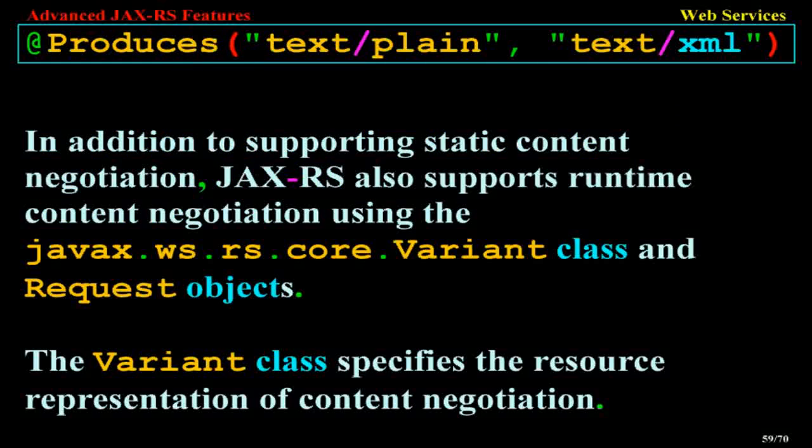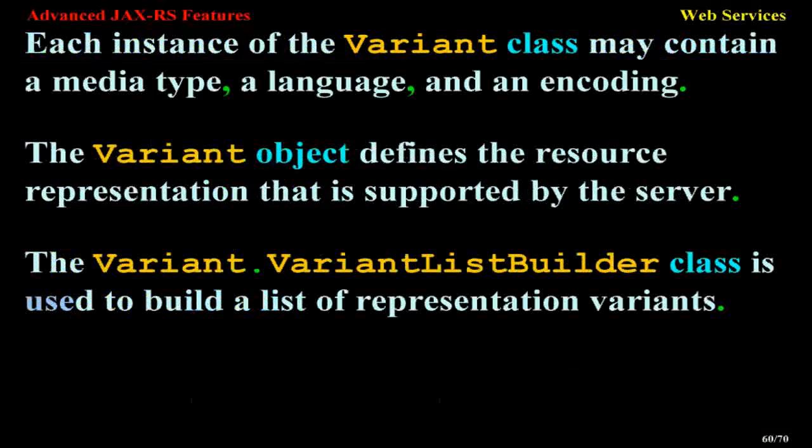In addition to supporting static content negotiation, JAX-RS also supports runtime content negotiation using the javax.ws.rs.core.Variant class and Request objects. The Variant class specifies the resource representation of content negotiation. Each instance of the Variant class may contain a media type, a language, and an encoding. The Variant object defines the resource representation that is supported by the server. The Variant.VariantListBuilder class is used to build a list of representation variants.